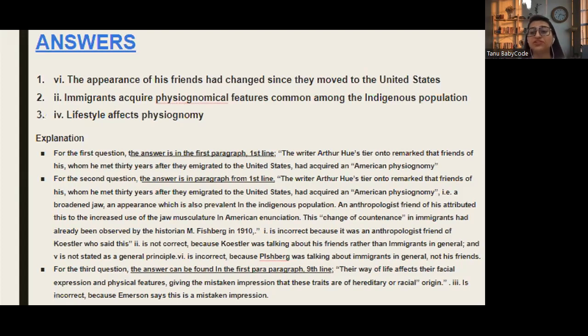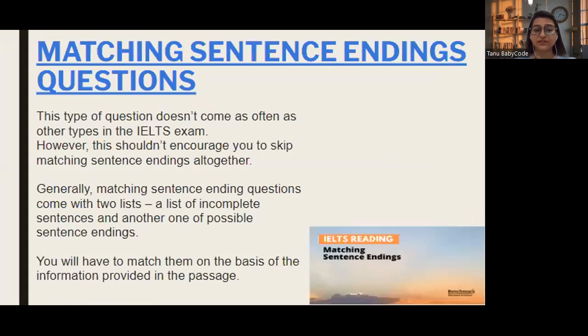I hope matching features are now clear. We have done with the strategies and the tips also. Now let's talk about matching sentence ending. Now, what is matching sentence ending?